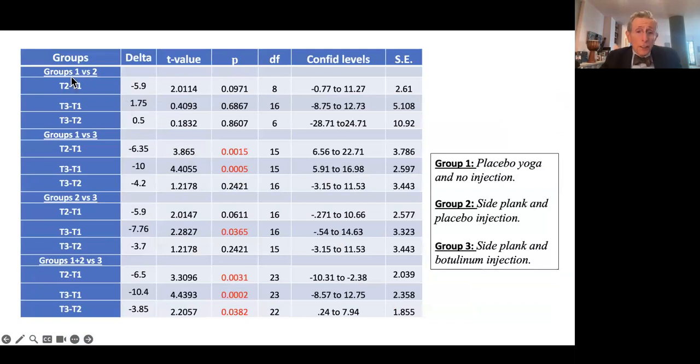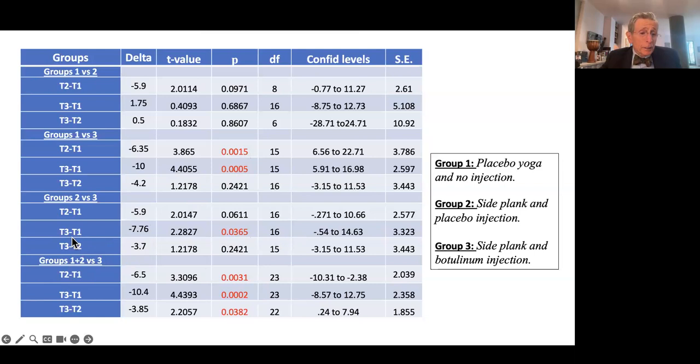Group 1, who got nothing, had no significance between the first and second time we examined them, or the first and the third time they got their x-rays. Group 1 versus group 3, the ones who got nothing versus those that got everything, it was really quite significant. Group 1 versus group 2, the ones who got yoga only, with the ones that got yoga and botulinum toxin. In fact, the difference between the first time they were seen and 3 months later was highly significant.